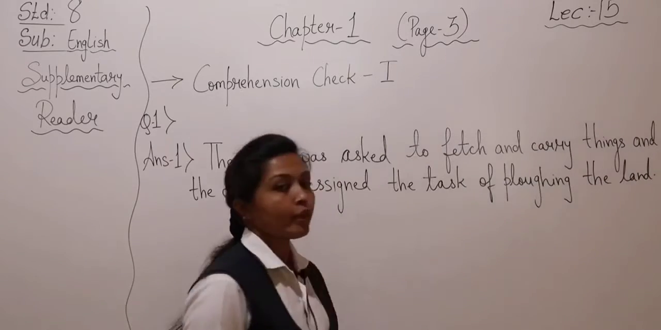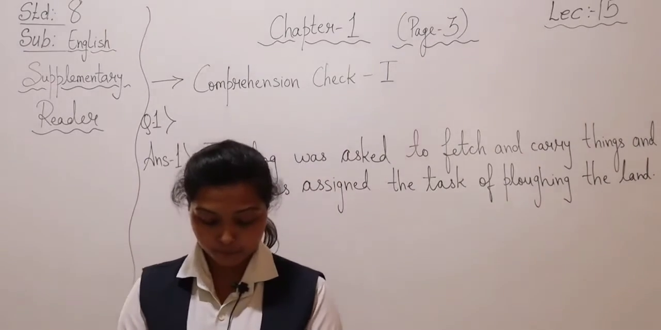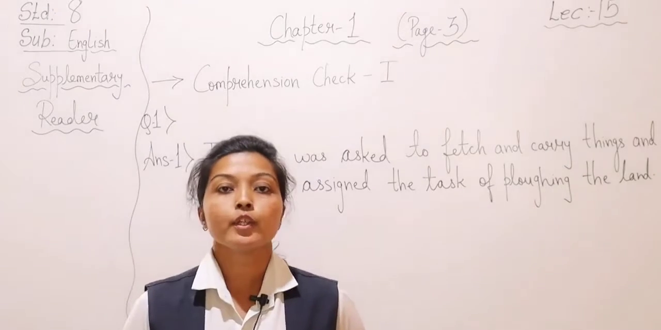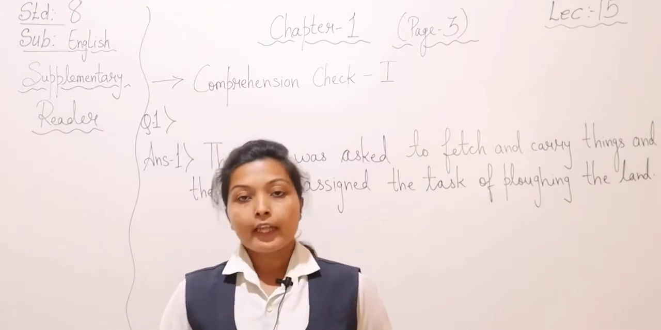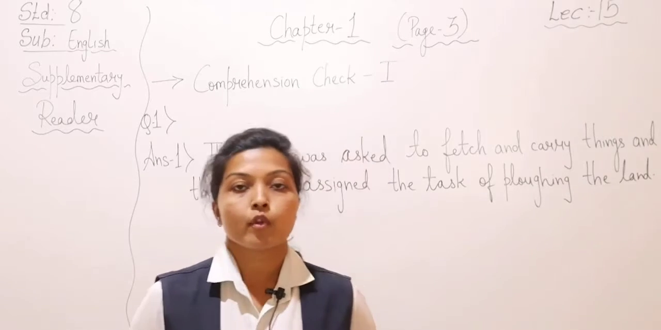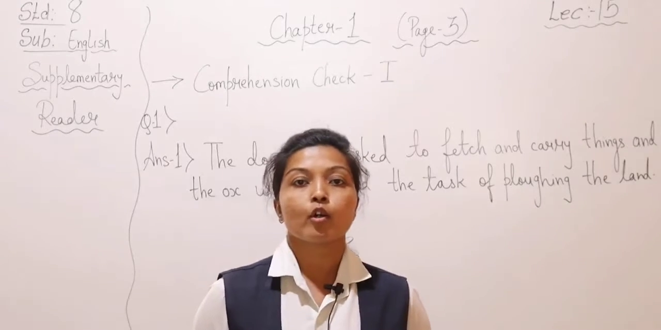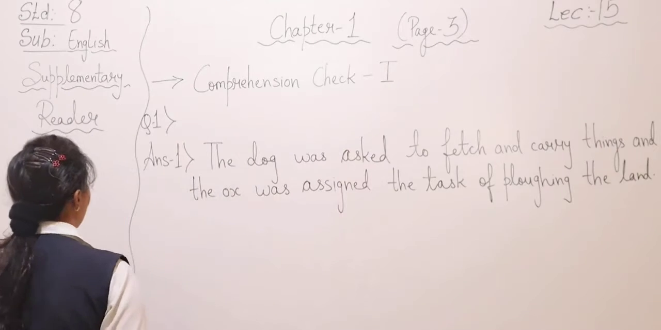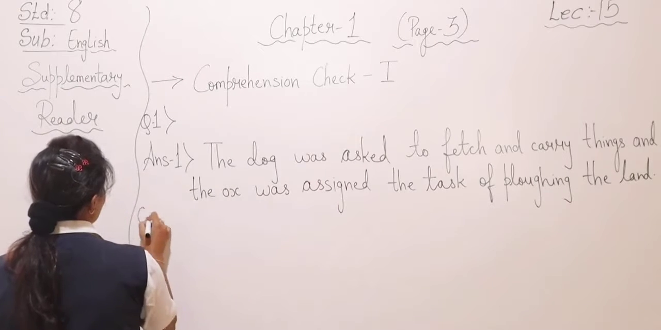Then question 2. Question 2 is: Why did the camel live in the middle of the desert? Write down the question from your book and then write the answer.